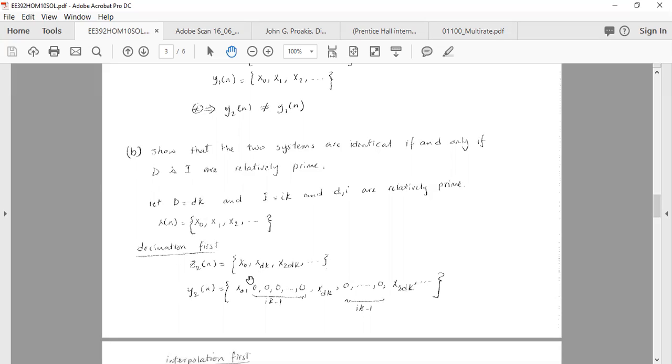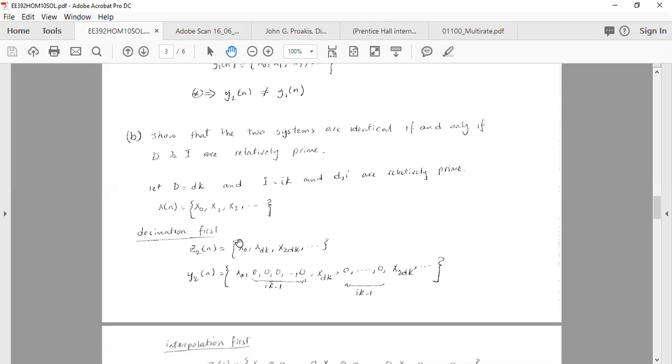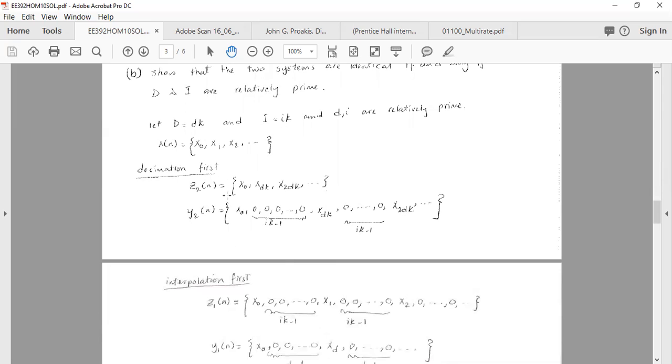Okay, anyways, so if we decimate this particular sequence, we get x2 of n equal to x naught, xd of k, x2 dk, and so forth. The next one will be x3 dk, x4 dk, and so forth. So when you interpolate, after every term, we add I minus 1 number of zeros. In this particular case, our I is ik, so ik minus 1 number of zeros is added after the first term. Same goes for the second term and so forth. So this is the sequence that we get.